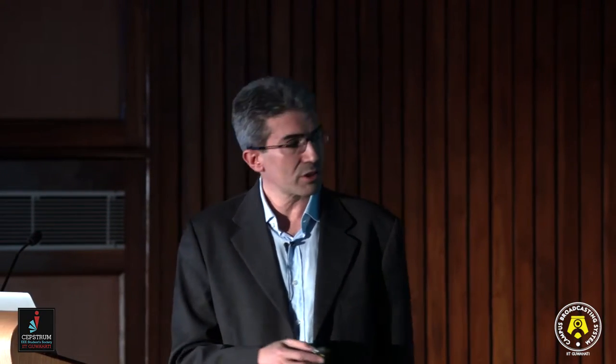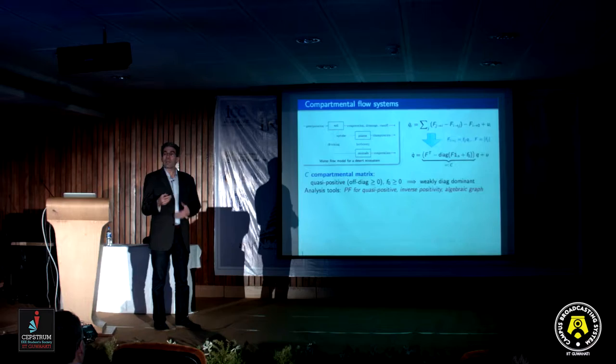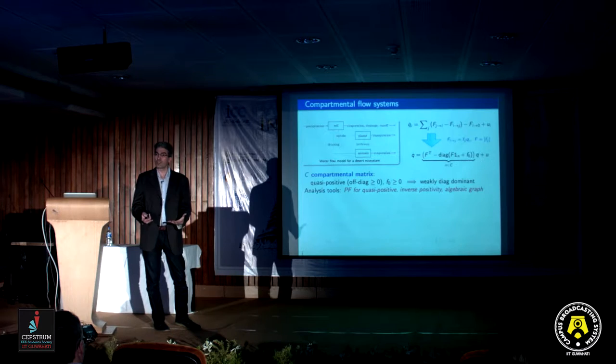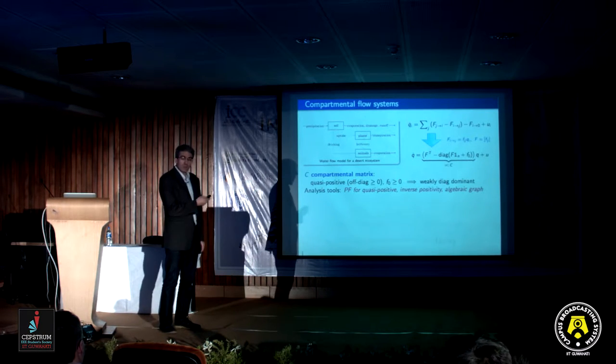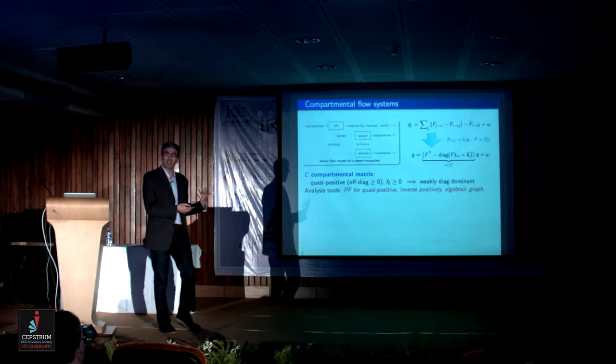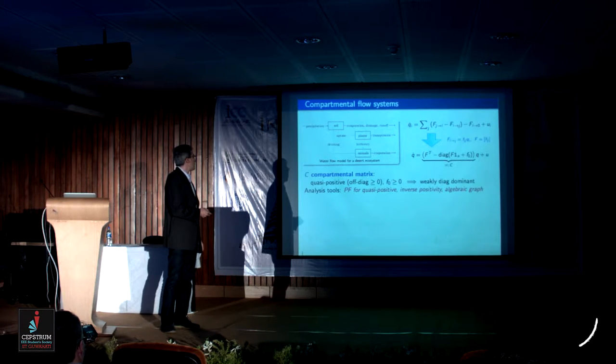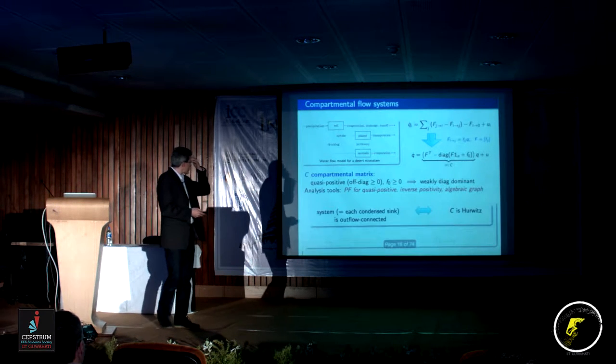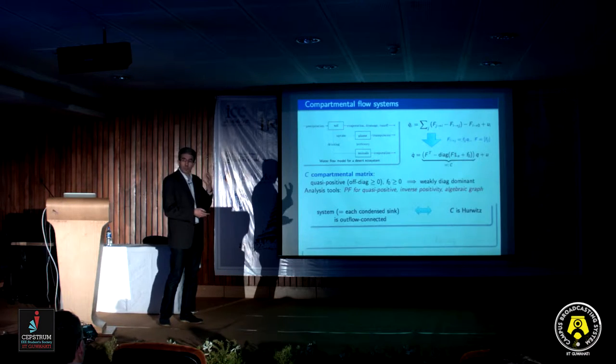There is also a very important set of properties relevant in this type of system that have to do with when the inverse of a certain matrix is positive. They also have their own version of algebraic graph theory, just like what I discussed for row stochastic matrices 5 minutes ago. Now, these compartmental systems are very easy to analyze with all of these tools.